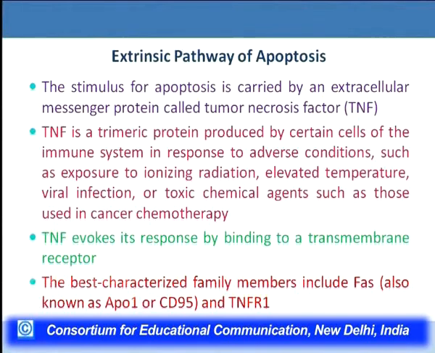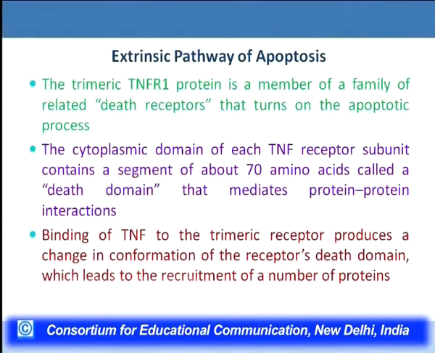Now this TNF evokes its response by binding to a transmembrane receptor, and there is a large family of these receptors, the best known members of which are FAS and TNFR1. Now this trimeric TNFR1 protein is a member of a family of related death receptors. They are termed death receptors because they turn on the apoptotic process. These receptors have a cytoplasmic domain which contains a segment of about 70 amino acids called the death domain, and it mediates interaction between proteins.